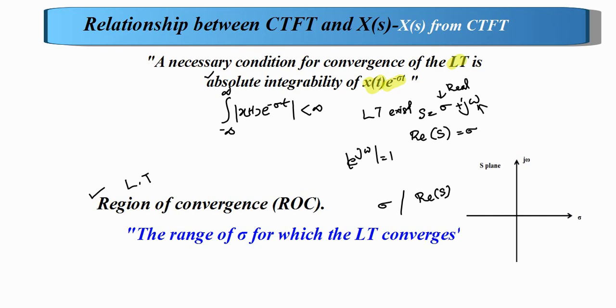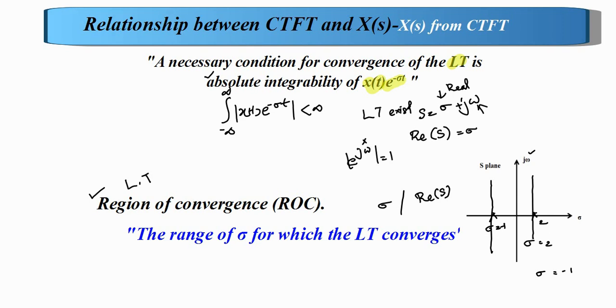For example, sigma is equal to 2. In the real axis, it will be a line parallel to the j omega axis. If sigma is equal to minus 1, again there is no importance for omega, so sigma equal to minus 1 becomes a line. There is no significance for omega in this region of convergence.